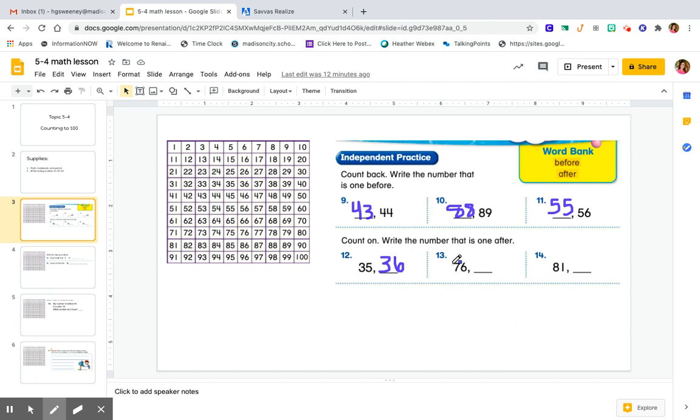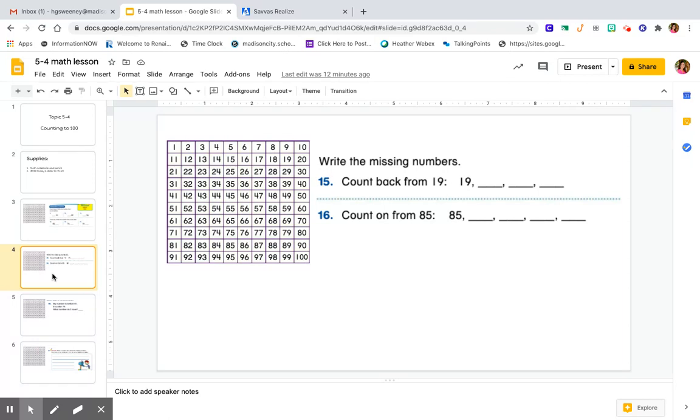All right, number 76 is here on the hundreds chart. So counting on 1 would be 77. Now number 14, here's the number 81. So counting on would be 82. Very good. All right. So now let's look at the next set of problems. I'm going to do one with you guys, and then you can try one on your own.